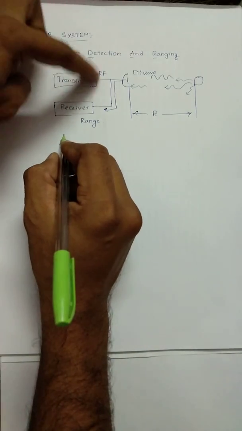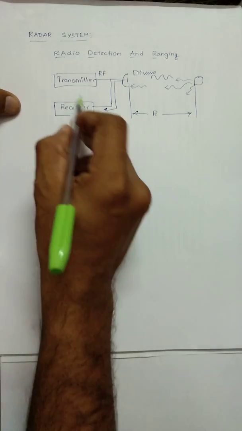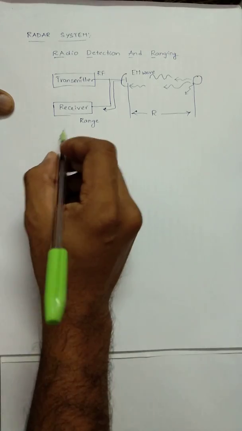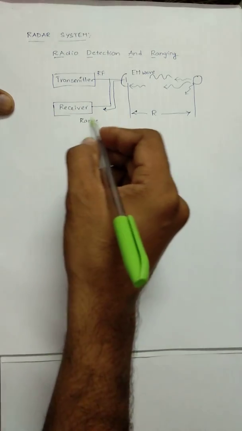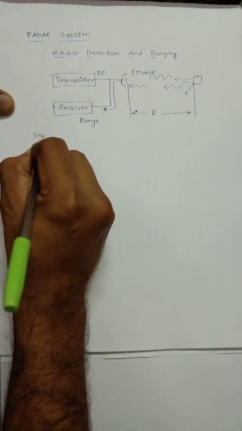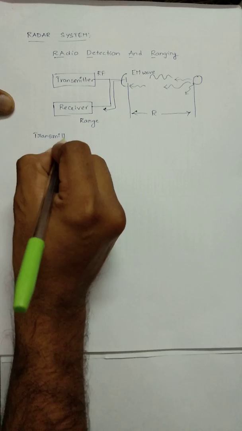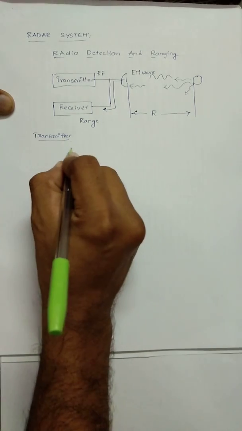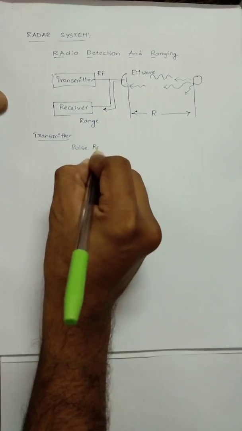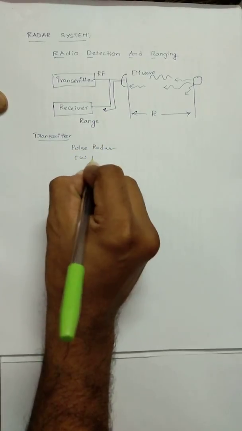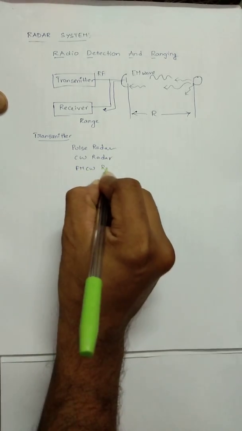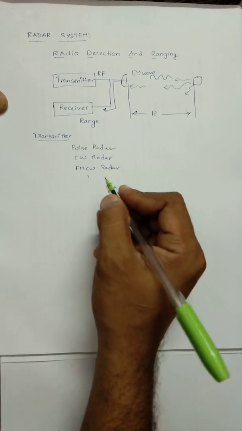So what are the internal blocks of the transmitter and what are the internal blocks of the receiver? They depend upon the type of the radar system and the type of parameter evaluated, respectively. Suppose we are going for the transmitting section. There are several radars we have. Suppose we have pulse radar, CW radar, FMCW radar and so on. Several radar systems we have.